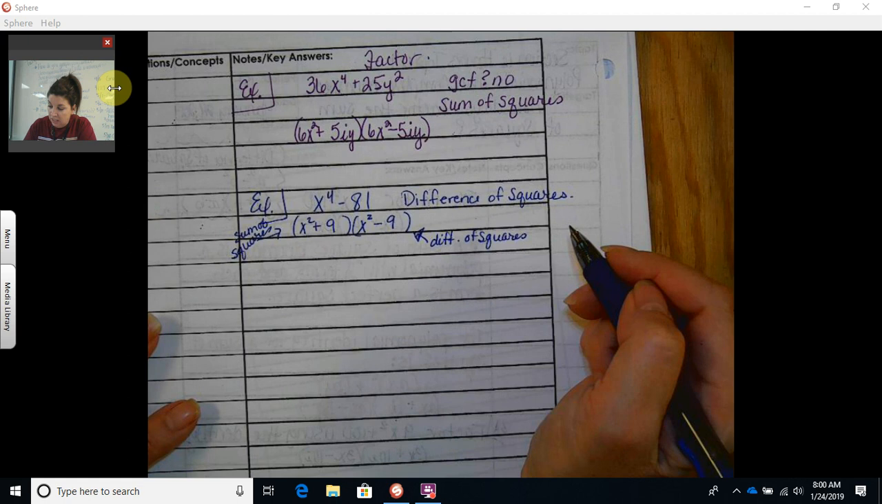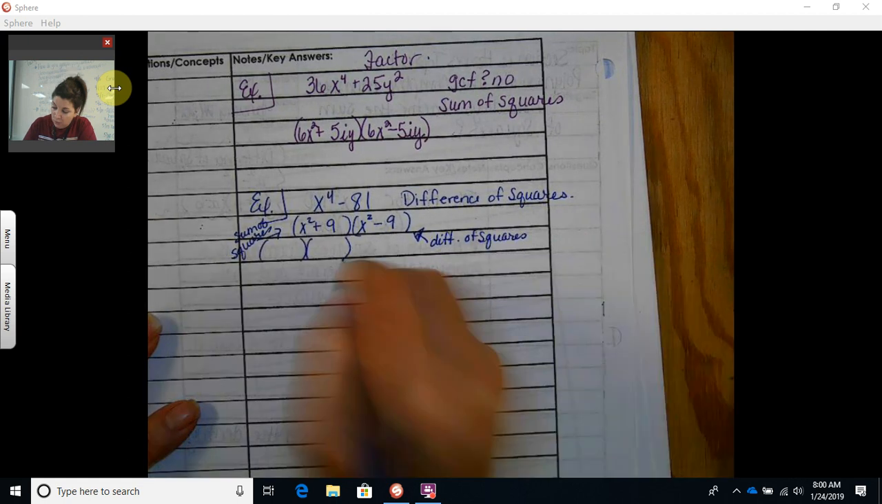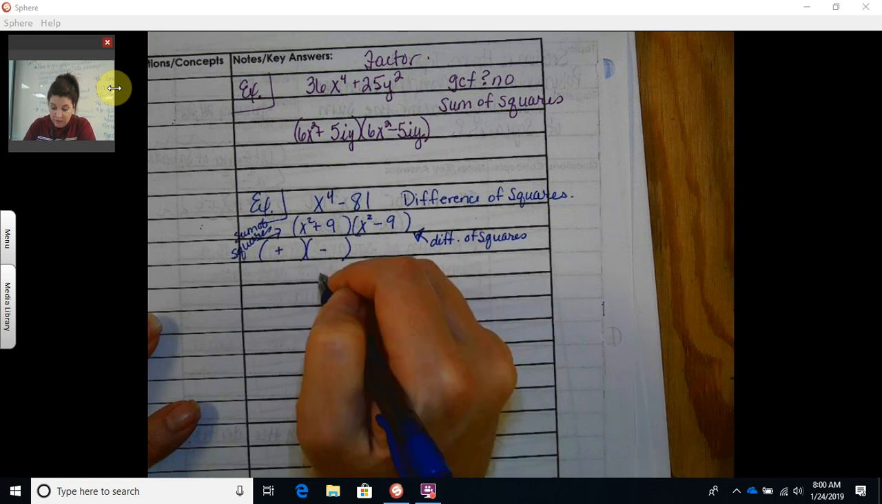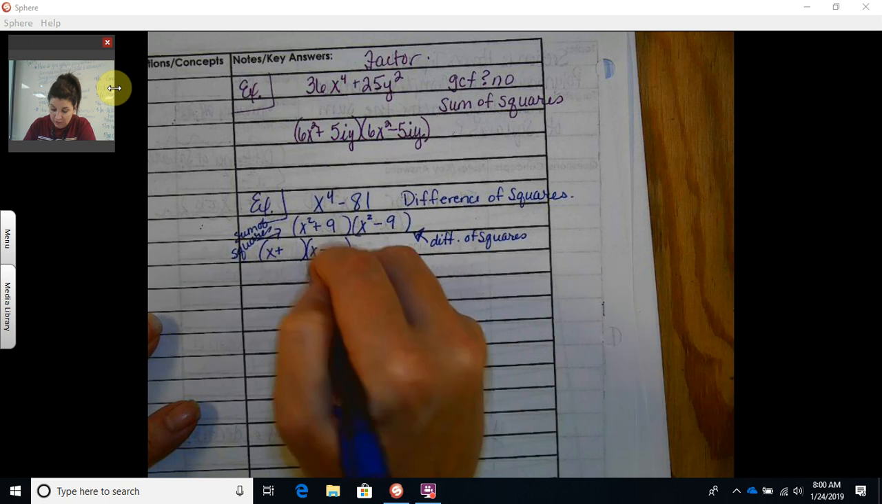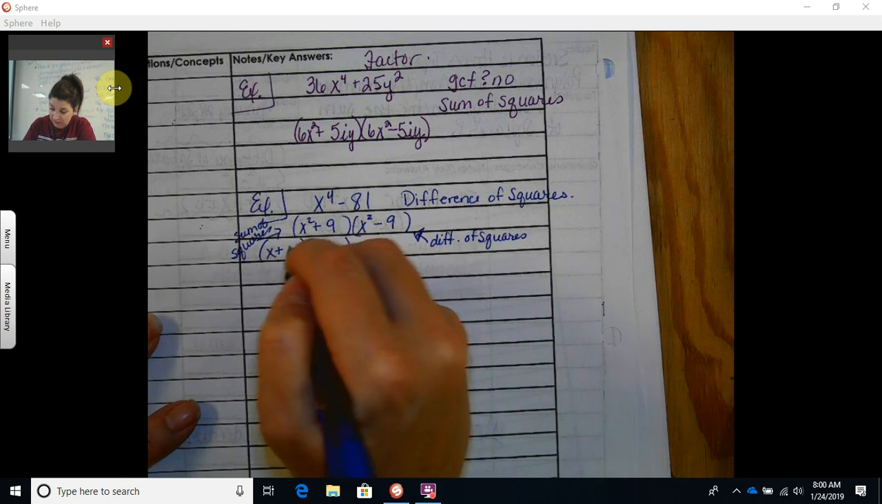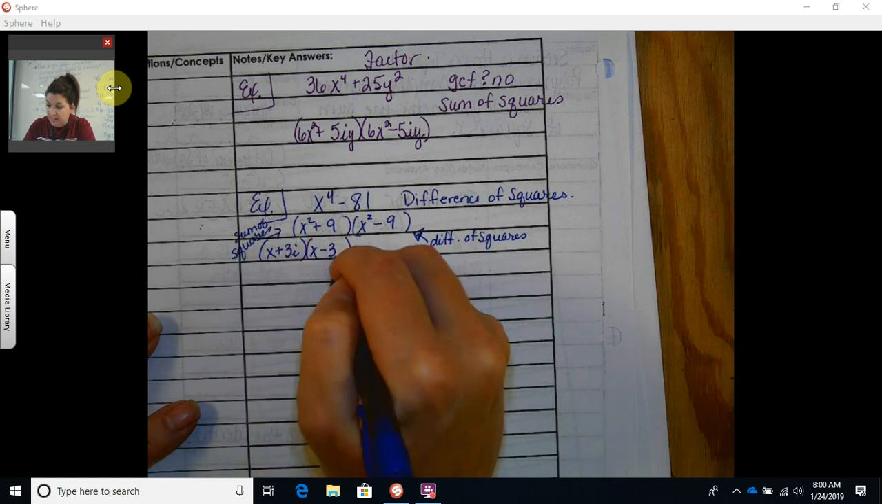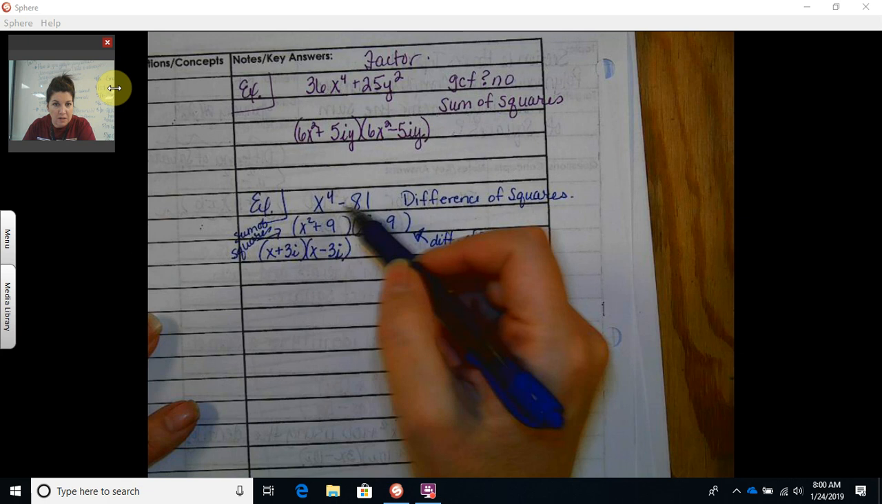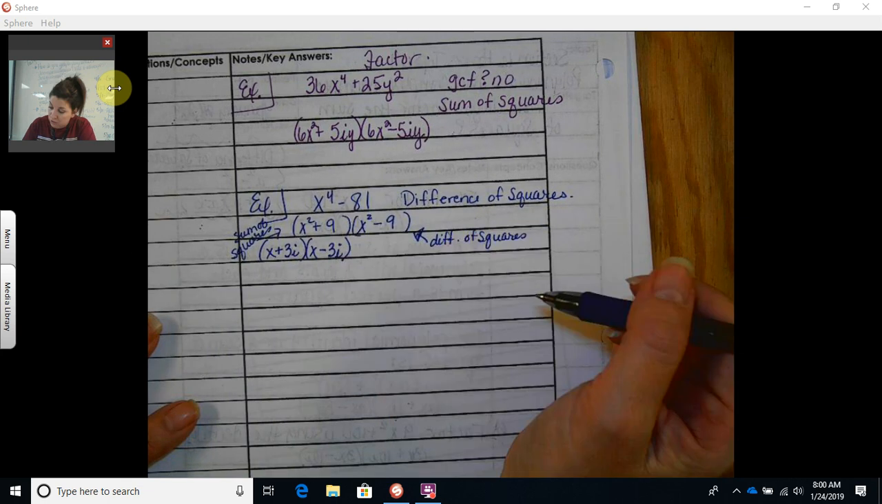So for x squared plus 9, that's 2 sets of parentheses. One gets a plus, one gets a minus. What's the square root of the first term? What's the square root of the last term? 3i. And that one didn't have a variable in the second, right? So just 3i. And then we can still factor x squared minus 9.